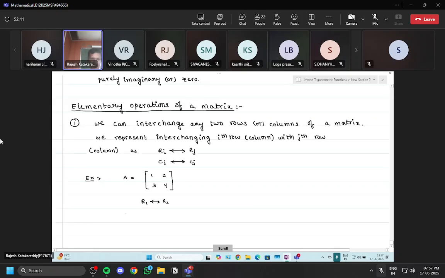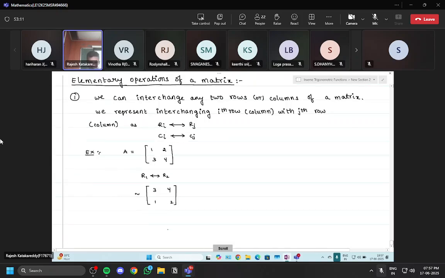When you apply the operations, the resultant matrix is called similar to A, not the matrix A. We use a similar symbol here, like similar triangles you have seen. So now 3, 4 and 1, 2 is the new matrix. This matrix is similar to matrix A. We got it by interchanging row 1 and row 2 of matrix A. We can also write column 1 interchanging with column 2. In this case, again a similar matrix you will get: 4, 2 and 3, 1.